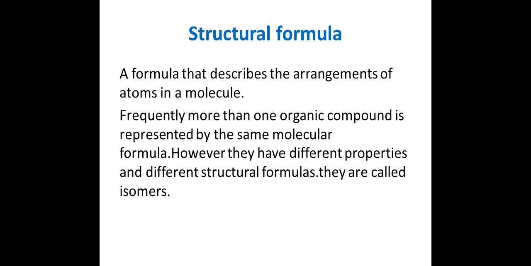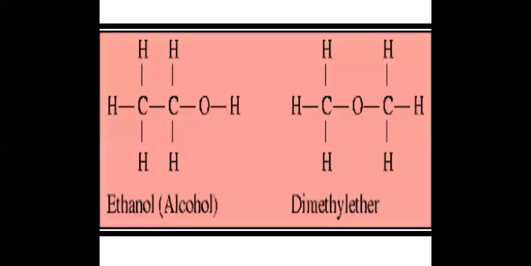So you can say that they are called isomers, because this is the definition of isomer: compounds which have the same molecular formula but different structures or different arrangement of atoms are called isomers, and the phenomenon is called isomerism. So these compounds have different properties and different structural formulas, but their molecular formulas are the same. We have an example.